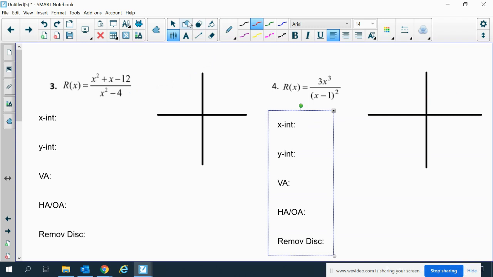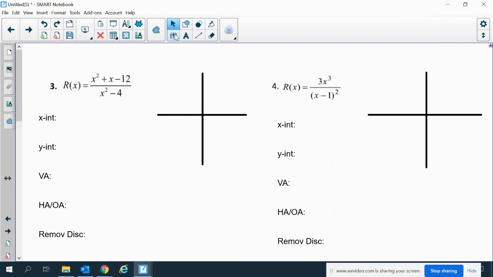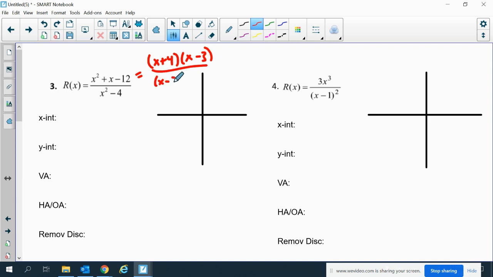Problem 3. x squared plus x minus 12 over x squared minus 4. First thing I'm going to do is factor this because it's factorable. So (x plus 4)(x minus 3) over (x minus 2)(x plus 2). So that gives me a lot of information. First of all, there are no holes, no removable discontinuities because nothing is the same on top and bottom. Vertical asymptotes are at x equals 2 and -2.